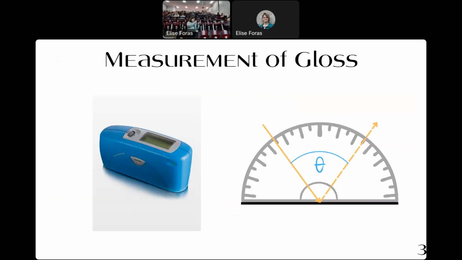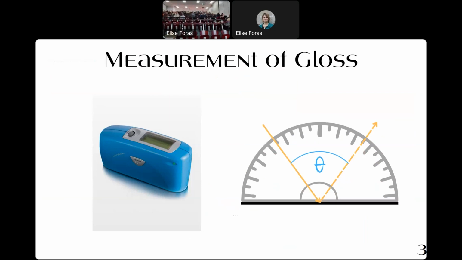Nowadays, we measure gloss with a glossimeter. It's an instrument that compares an incident light with the reflected beam of light at a fixed angle. This instrument can have different determined angles. For example, we used one with 3 different angles: one at 20 degrees from the normal, one at 60, and another at 85 degrees.